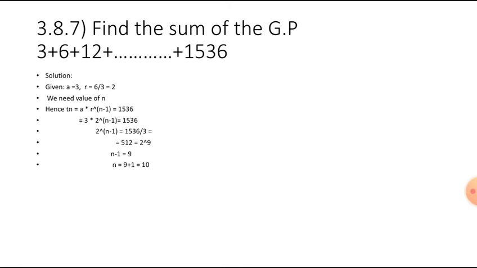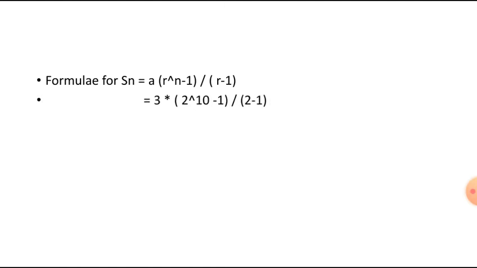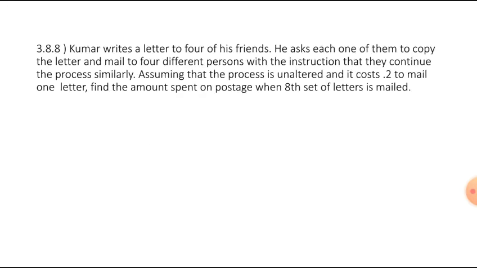So now we have all the values: a, r and n. We can apply the formula for the sum of the geometric progression. The formula for the sum of the series is a into r power n minus 1 divided by r minus 1. We can apply the values of a, r and n here, and we will get the final value of the sum of the series.